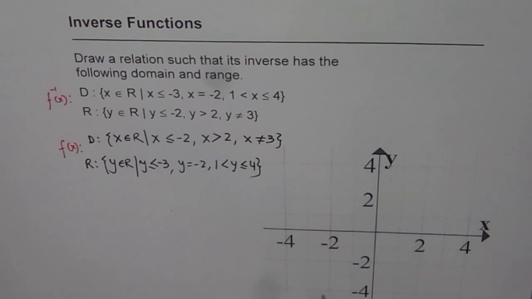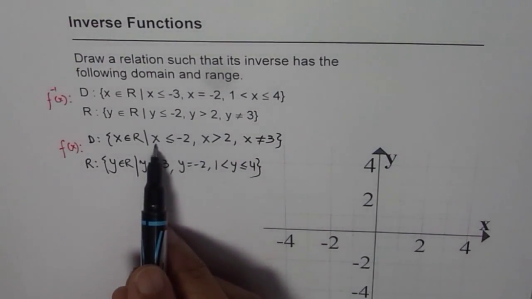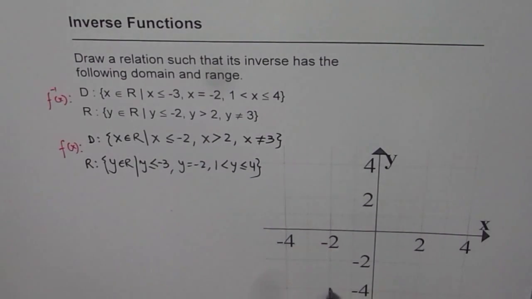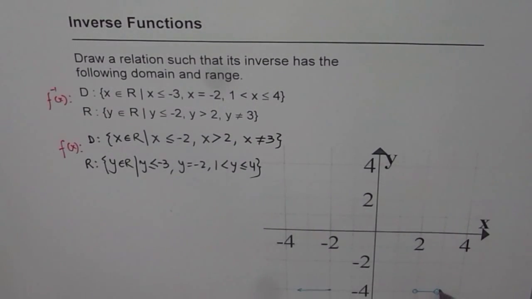This light blue I'm using to help sketch a relation which has domain whose x value is less than equal to minus 2. So that means 2 should be included, and that is part of the domain, and greater than 2. But this part is not included, okay? And it is not equal to 3. So here also we should have a hole, right? So that is how the domain should map.